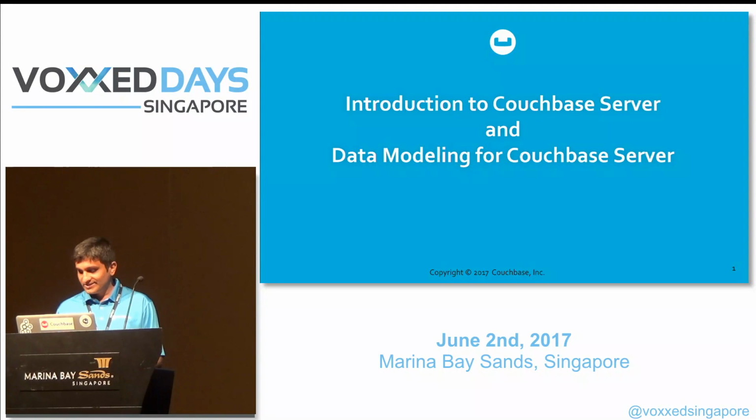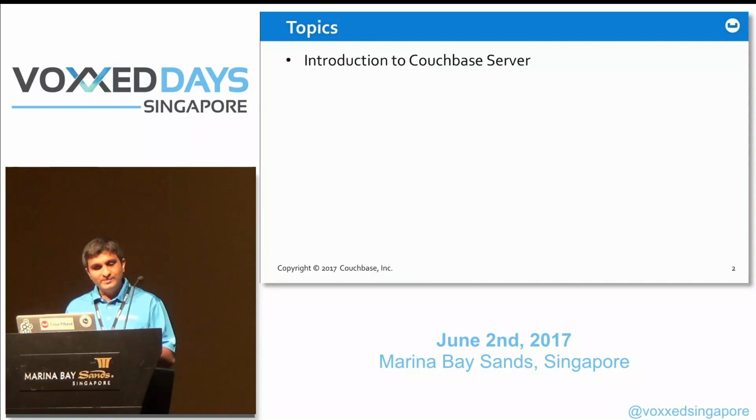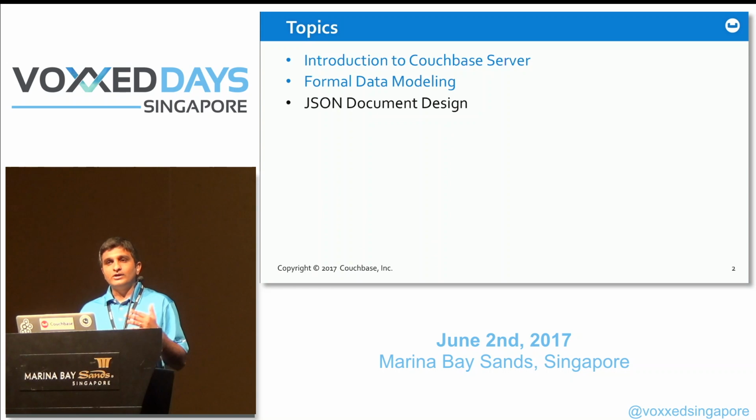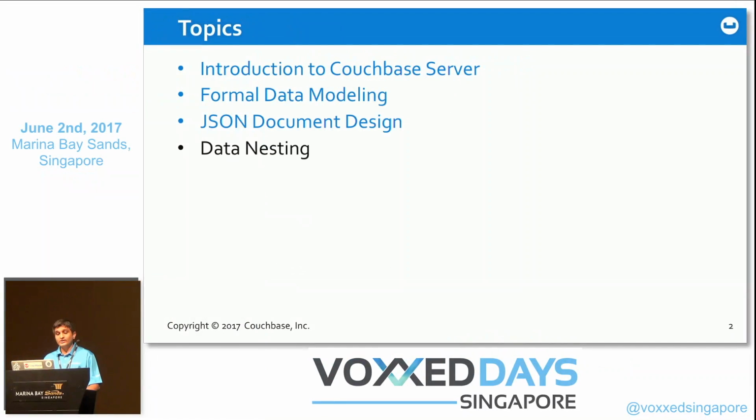In the next 45 or 50 minutes, I'm going to introduce Couchbase Server and talk about data modeling for Couchbase Server, that is, data modeling with JSON documents. I'll introduce Couchbase Server, talk about formal data modeling, JSON design in particular, data nesting and its importance and how we go about it, and some data modeling techniques very specific to Couchbase, like key design, and the various trade-offs you need to make while doing JSON data modeling. So these are the various things we'll be covering.